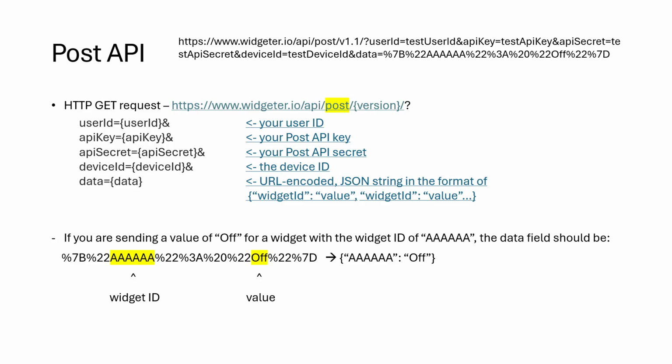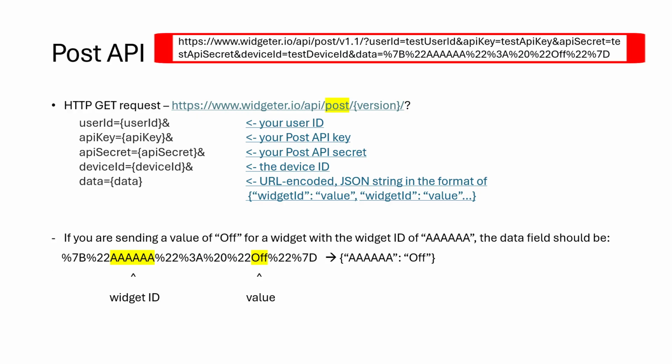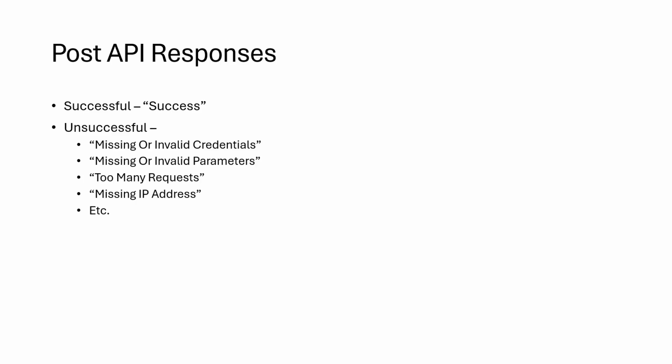The data field is special because it contains characters that need to be URL encoded, like the brackets, colons, and commas. The unencoded version should look like an associative array with each widget ID as a key, and the value being sent for that widget as the value. The URL encoded version should look something like this. For a full URL string that looks something like this, a successful Post API request will give a response of success. An unsuccessful request will give one of a variety of responses, depending on the reason it was unsuccessful.